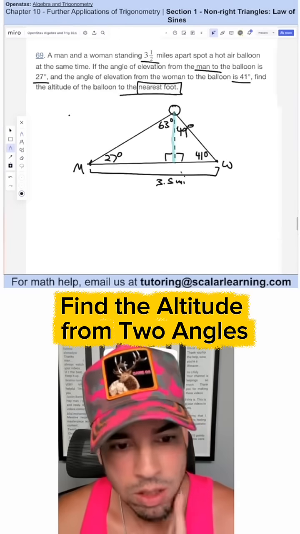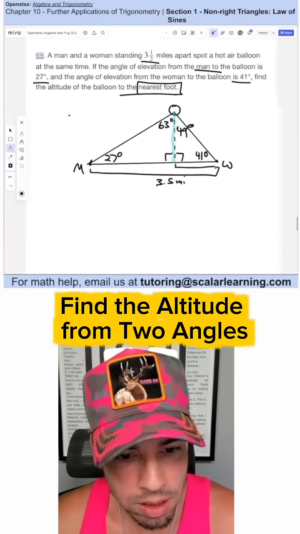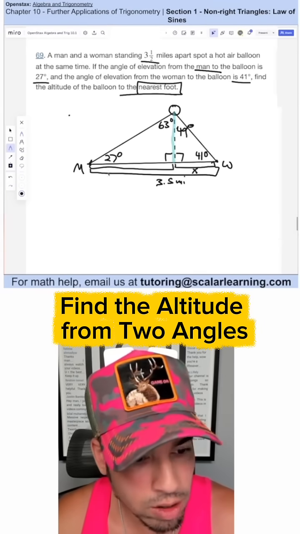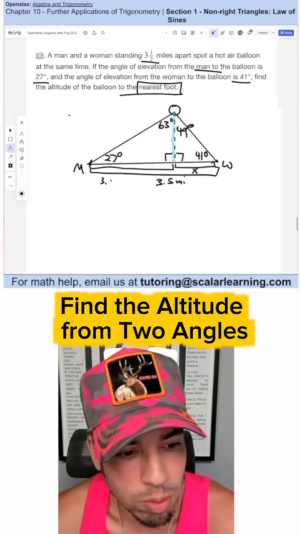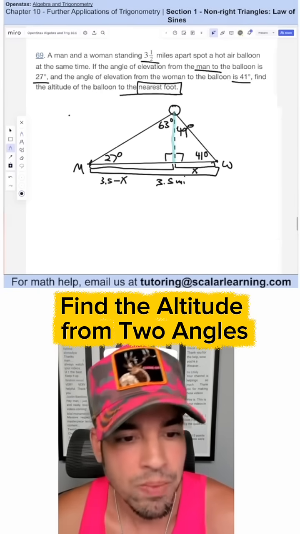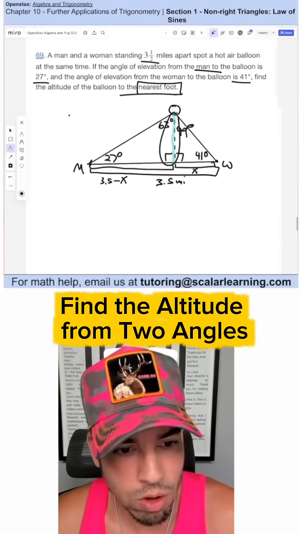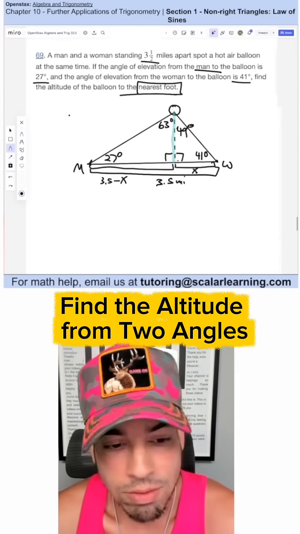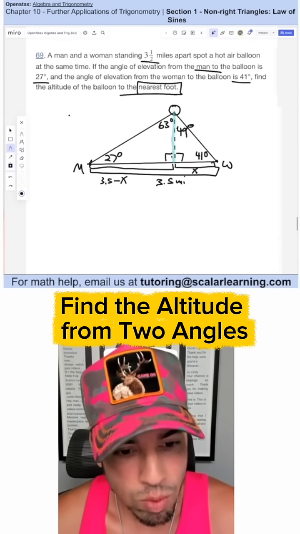Now I can do something else that's kind of interesting. I can call this side x, okay? And I can call this other side here y, but I could also call it 3.5 minus x, right? Because the entire thing is 3.5. All right, now I can make some equations involving this middle side that we're trying to solve for. And I can use standard SOH CAH TOA. I don't even have to use the law of sines here because we have right triangles.